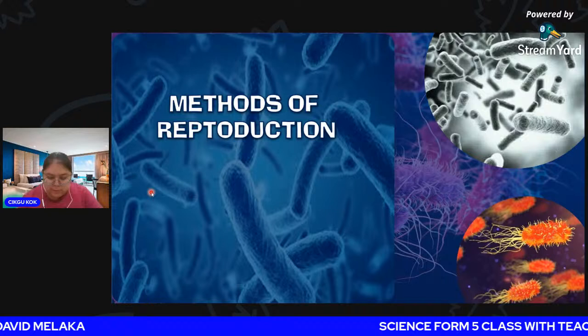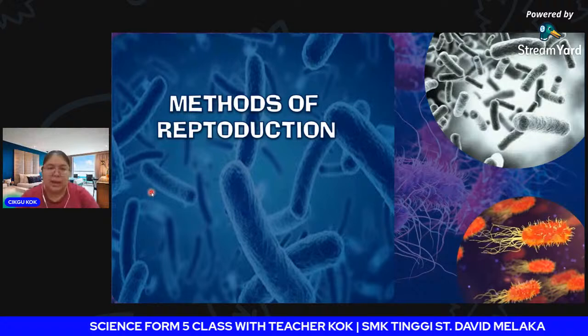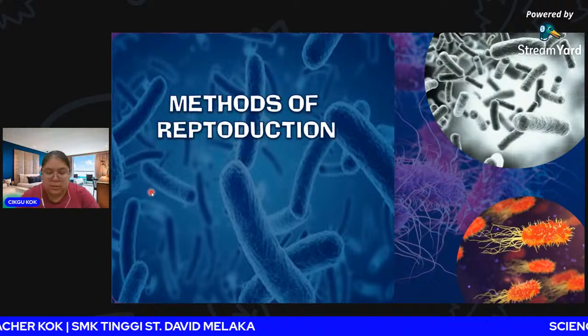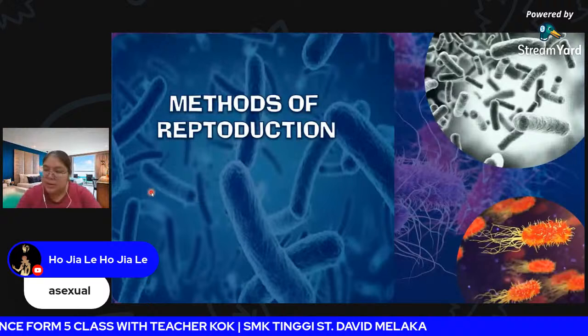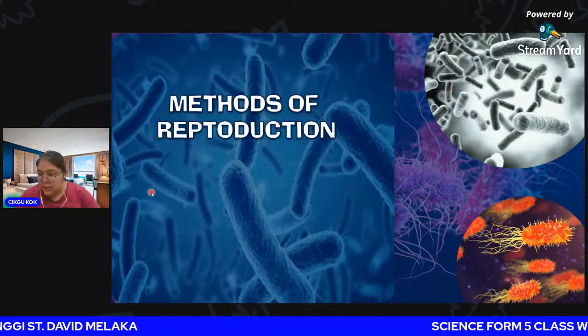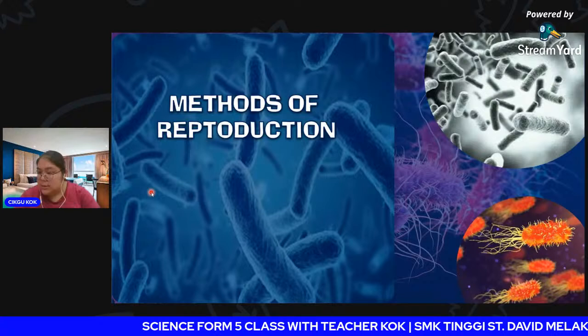Okay, anybody can try? We start with A. Yes, correct, asexual. That is one of the types. Another type we call sexual. Jala already answered the first one, asexual, so the other must be the other type. Okay, is the A1 student here?